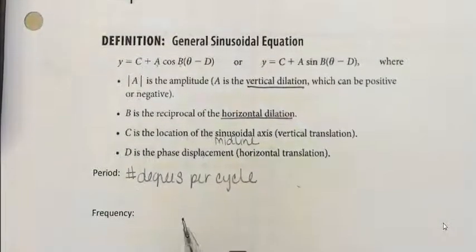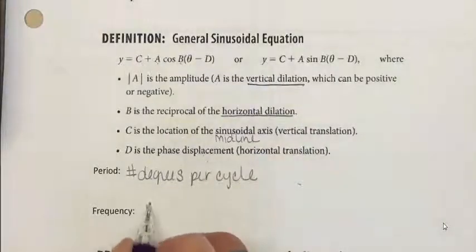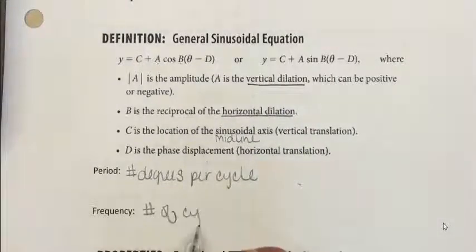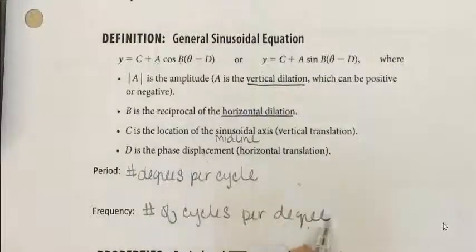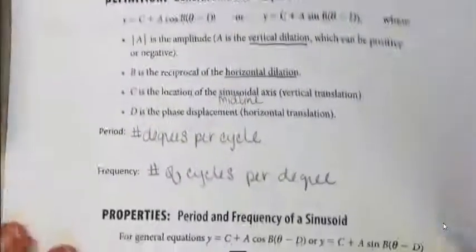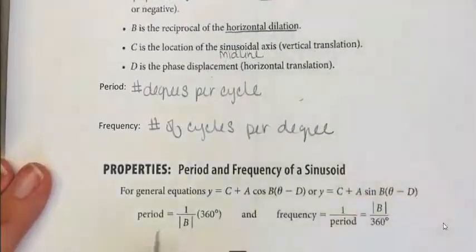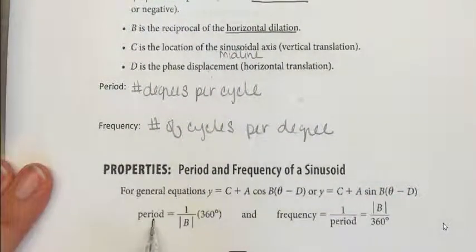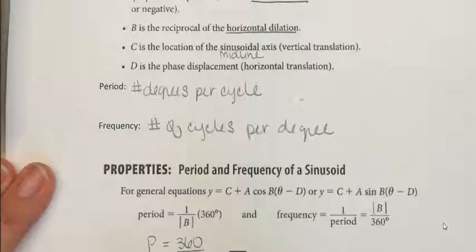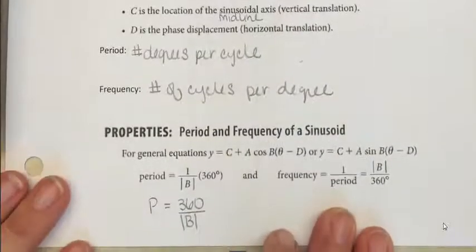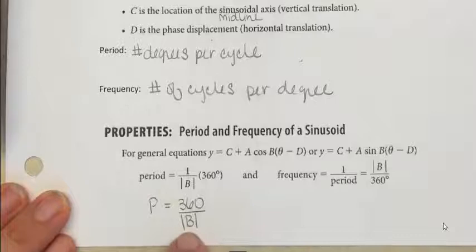And frequency, on the other hand, is the number of cycles per degree. Okay, so let's look at some properties down here. Period, you can really think of this as being 360 divided by this horizontal dilation piece. So we can say that period really is the same as 360 divided by B. And we keep that positive or negative. We're going to keep the absolute value of B.